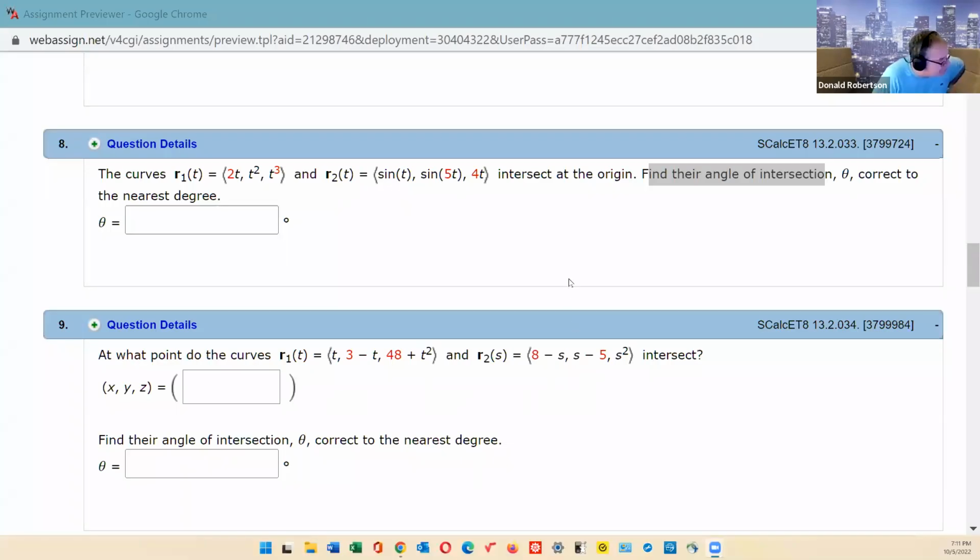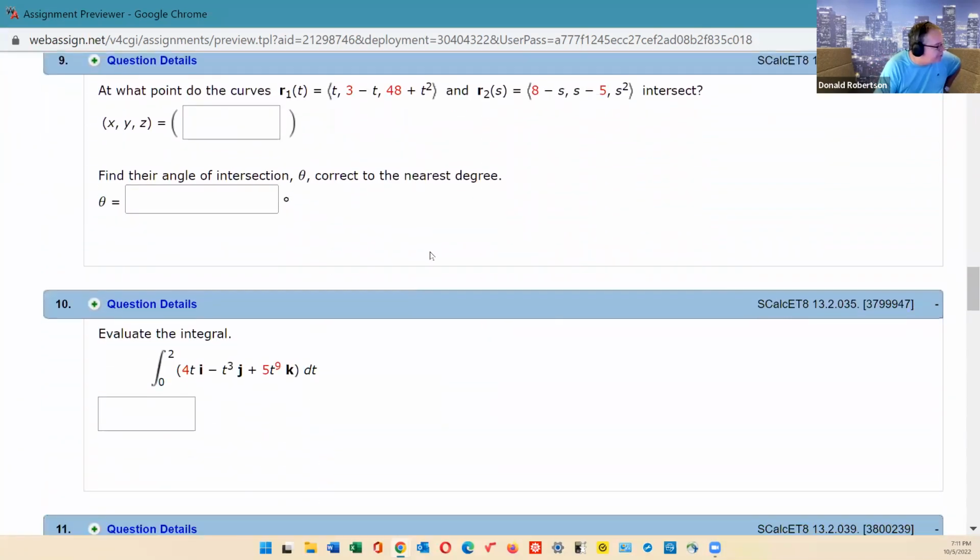So let's show you that one more time. Here is your first curve. Here is your second curve. Since they intersect at the origin, we know that t is 0. We differentiated this one and plugged in 0 and got its direction vector. We differentiated this one, plugged in 0, got its direction vector. We then just found the angle between them using the dot product.